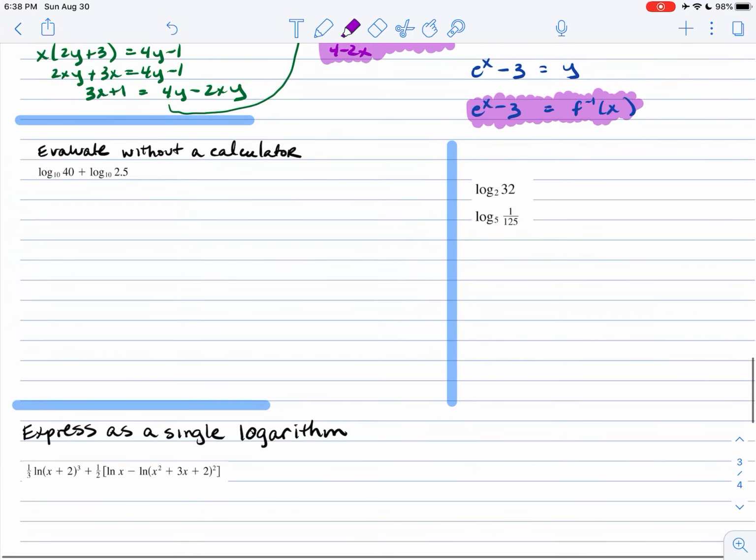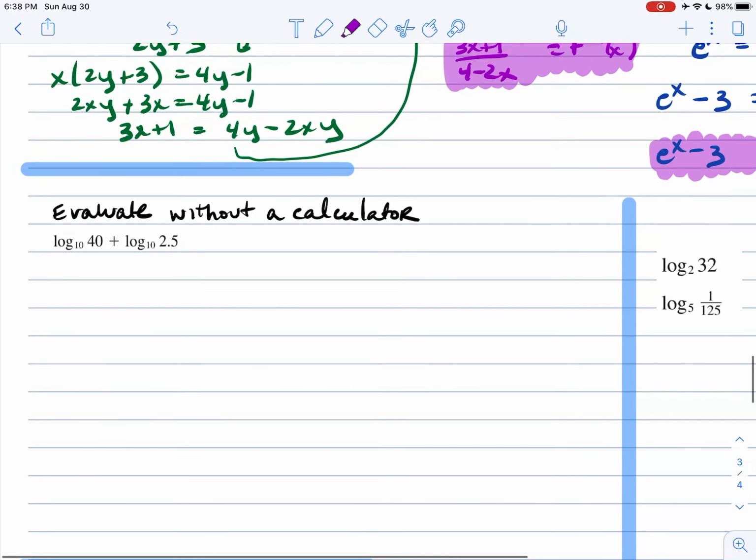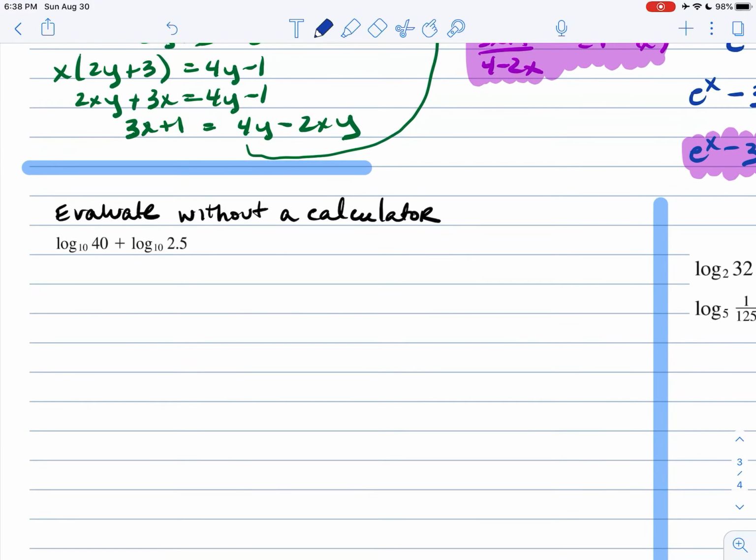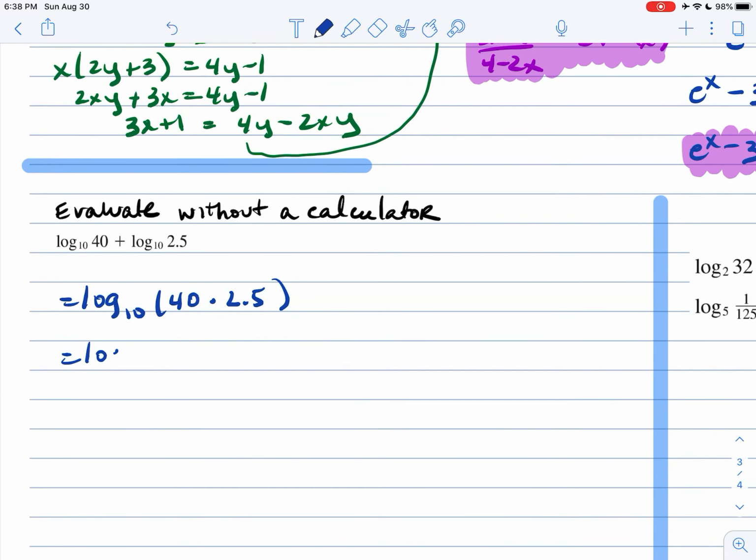All right. And then I've got some other problems to use with our table up above. Here it says evaluate without using a calculator. So I'm first going to combine these. I know that this is going to equal log base 10 of 40 times 2.5. And I see that 2.5 is 5/2. So I know that I can cancel my 2 with my 40 to leave 20. And this is going to give me log base 10 of 100.